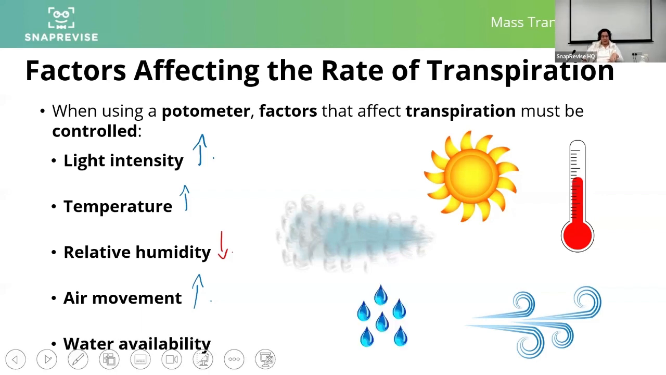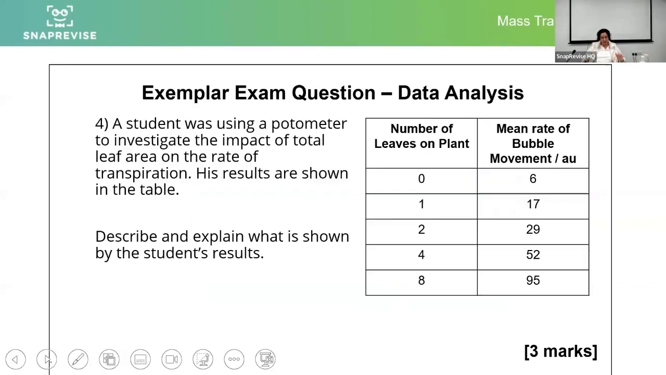And finally, availability of water. The more water the plant has access to from its roots, the faster transpiration can take place. Let's have a look at an example question, a quantitative data analysis question.